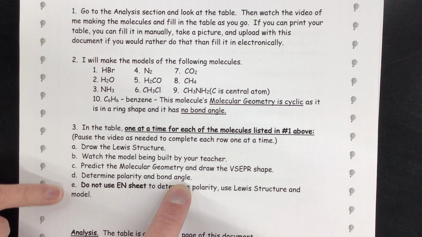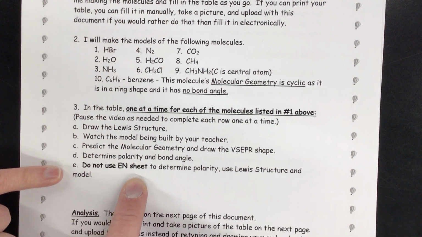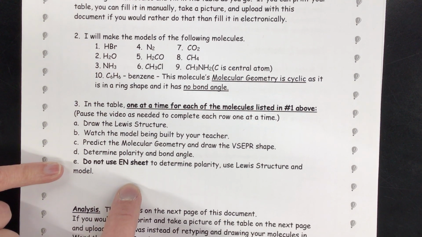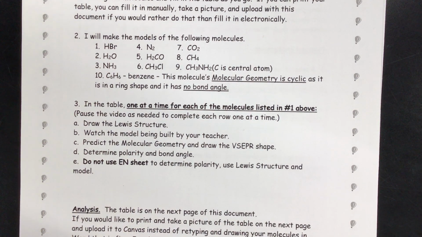Determine polarity and bond angle, and do not use the electronegativity sheet. So we talked about how there are two questions to figure out if something is polar or nonpolar. You look at the outside atoms and see if they all have the same number of electrons. You look at the central atom and see if it has unbalanced pairs of electrons.